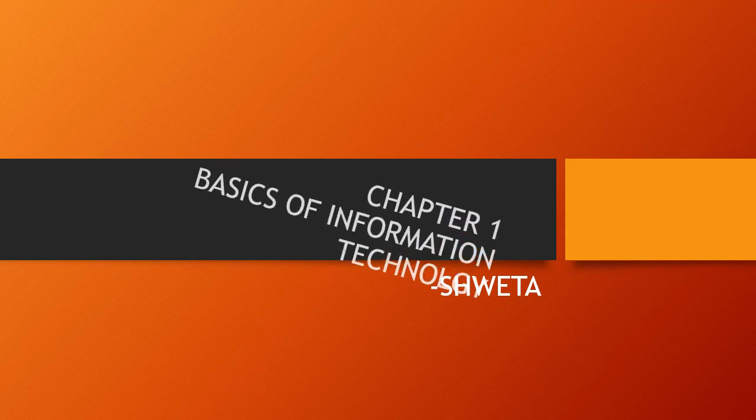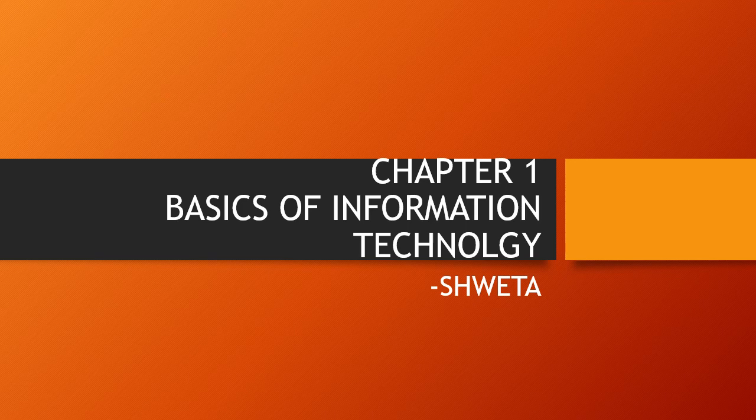I am Shweta and we are studying chapter first, that is Basics of Information Technology. In the last lecture we have seen the types of network as well as two types of network architecture. In types of network, we have studied LAN, MAN and WAN. So, where do we use LAN? LAN is used within the campus, within the building, at home, in a bank, depending upon the specific location. So, LAN is used for a specific location.